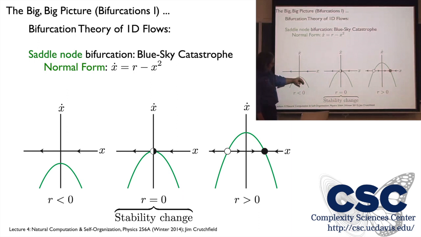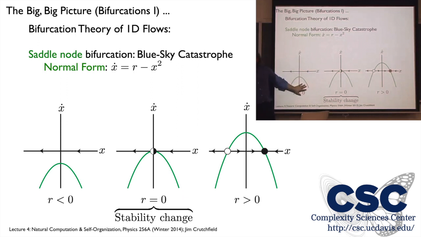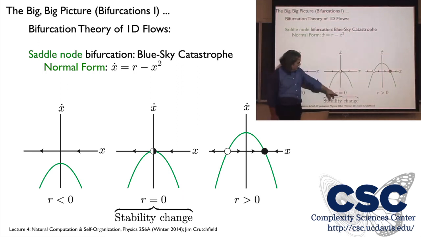What happens is that this changes the parabola's offset, and it finally exactly touches x dot equal to 0, which is where we have a fixed point. So this is the birth of a fixed point. No fixed points here, right? No matter where you start, you're going to flow off to minus infinity, nothing stationary. But here, with r equal to 0, we get a fixed point.